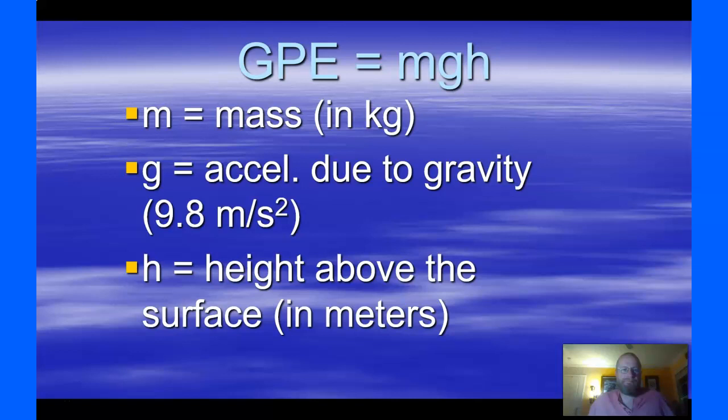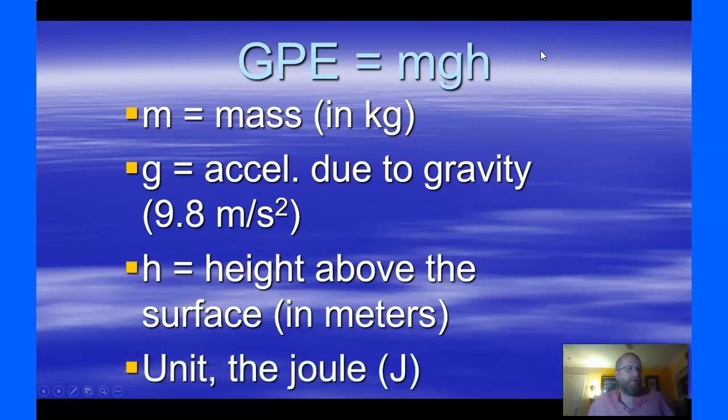The unit again is the joule. If you take mass times g times height, you get kilograms times meters per second squared times meters, which is kilograms times meters squared over seconds squared, which we've already defined as the joule.